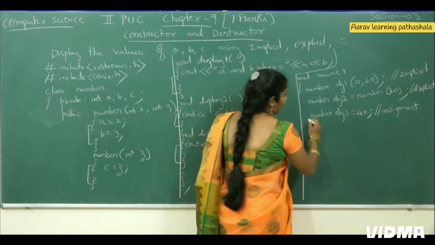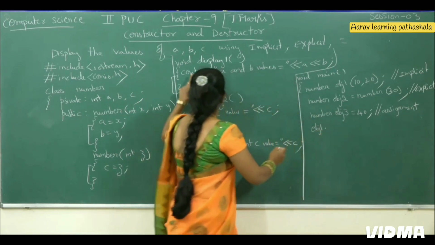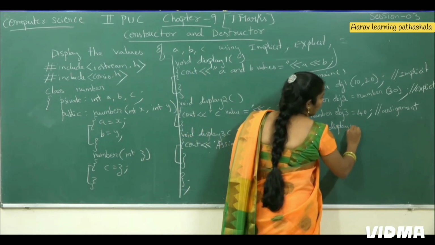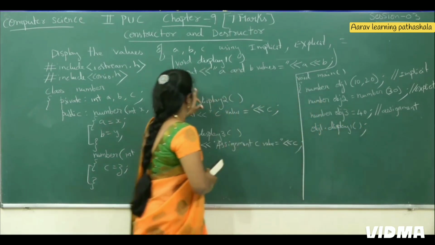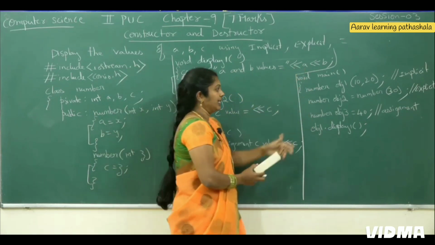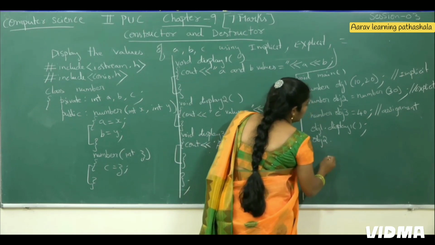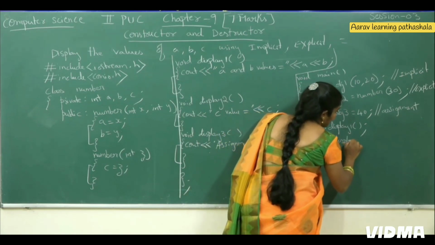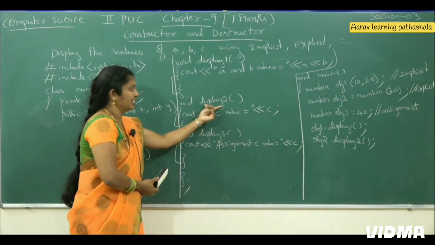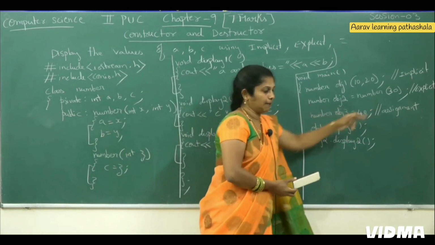Then call the functions one by one. That is object 1 dot display 1 function. Then it will display a and b values, 10 and 20. Second function I am going to call, object 2 dot display 2. Then it will display the display 2 function. That means C value equals 30, it will display.